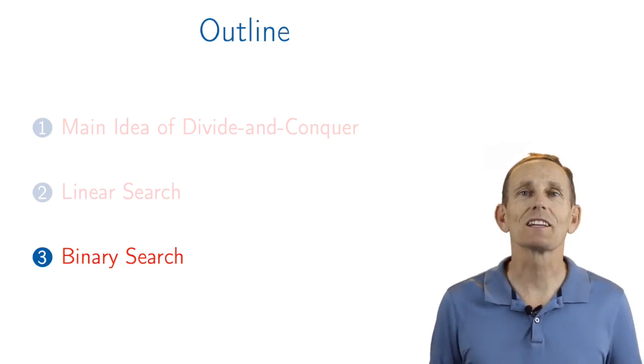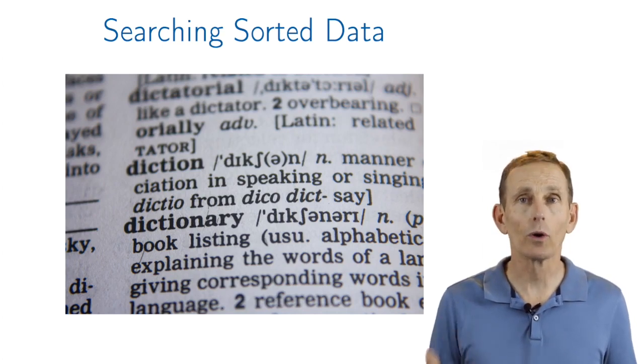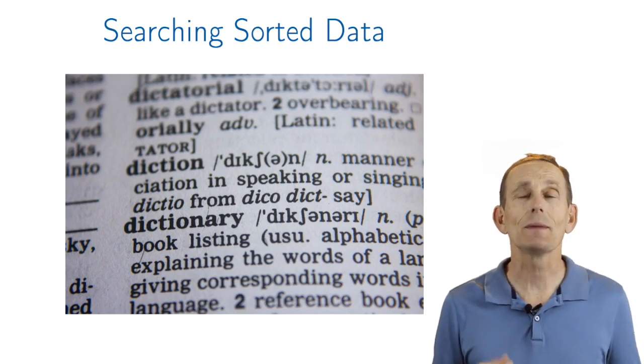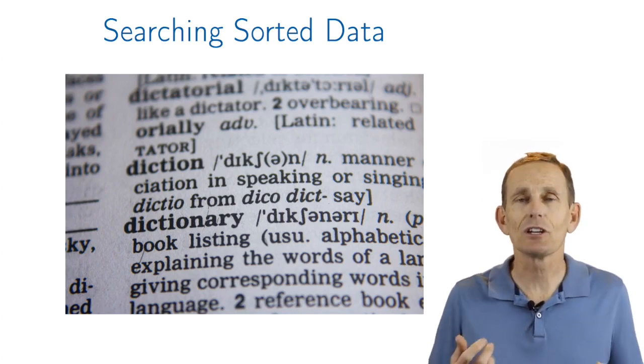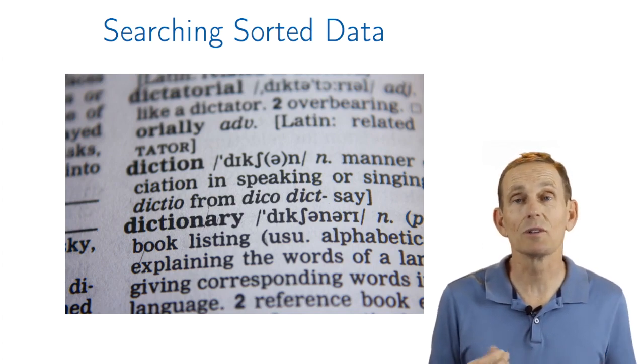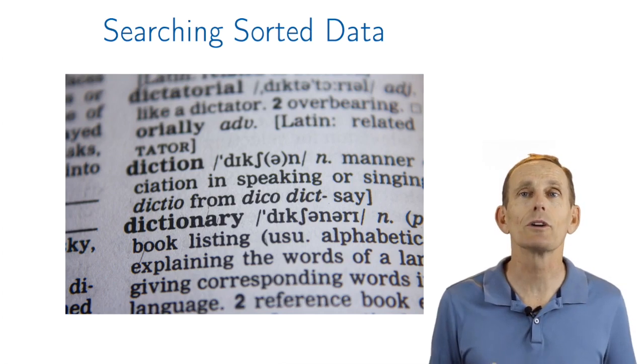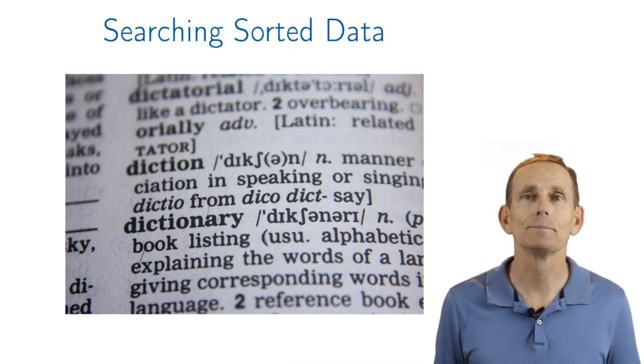Hi, so let's talk now about binary search. A dictionary is a good example of an ordered list, basically where every word is in order, and that makes finding words much easier. You can imagine how difficult it would be to search in a dictionary if the order of the words was random, right? You'd have to just search through every single page and in fact every word on every page. That would take quite a long time.